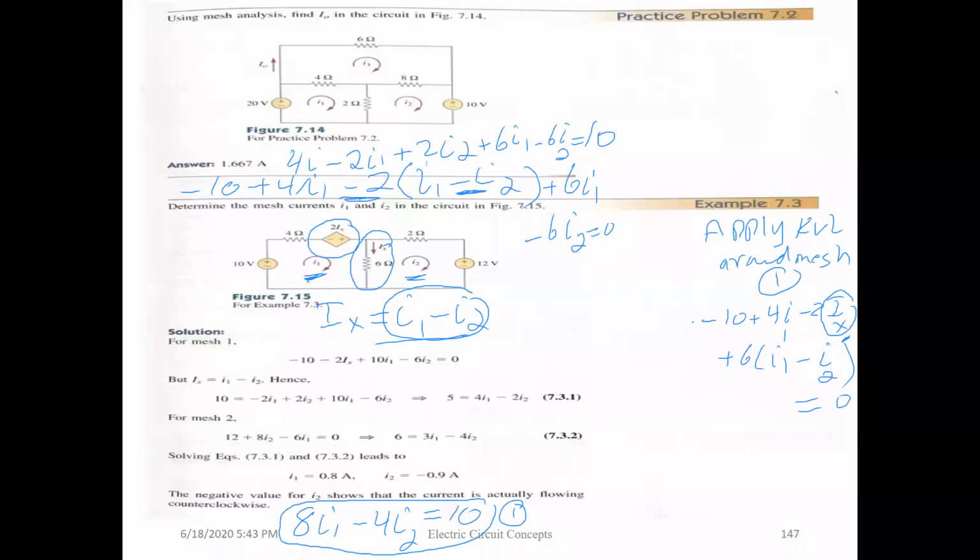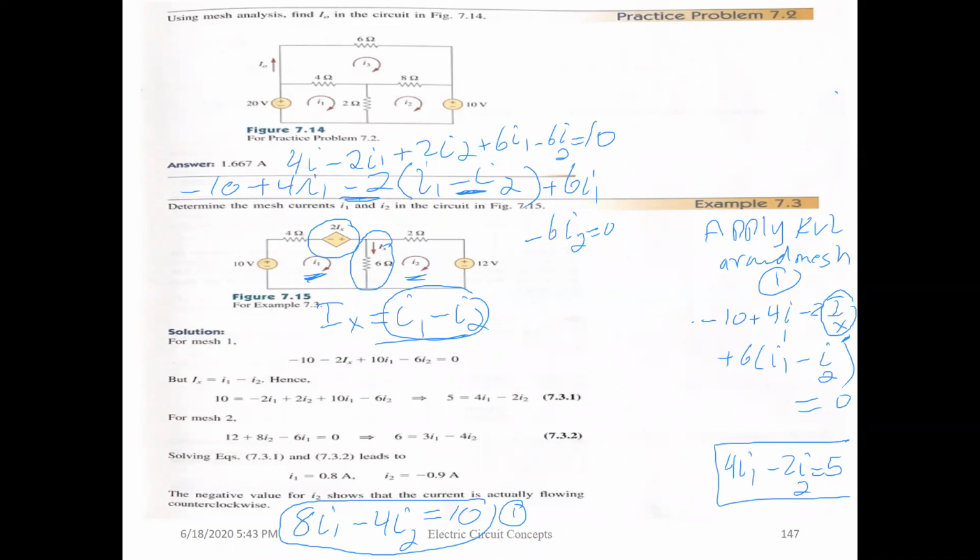If we want to simplify equation number 1, we could do that by dividing both sides by 2. So it would be 4i1 minus 2i2 equal to 5.